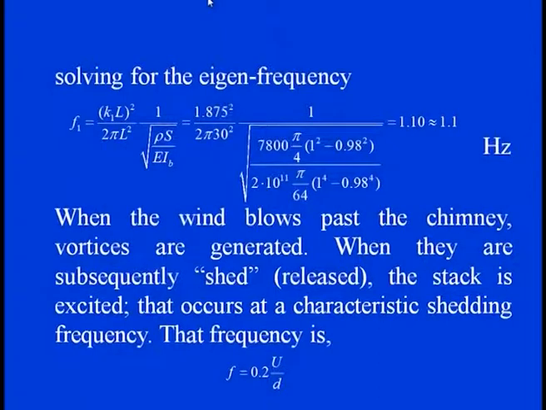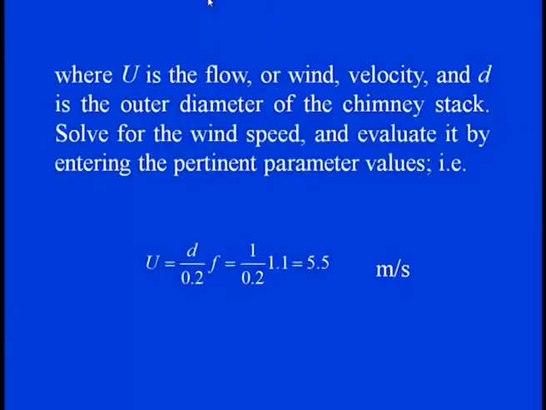So when the wind blows past the chimney, the vortices are generated, and when they are subsequently released, the stack is excited, and the characteristic shedding frequency at which it is excited is 1.1 hertz. That frequency we can also calculate as equal to 0.2 u by d. U is the velocity, and d is the path through which the entire air is being passed. So we can say u is the flow or wind velocity, and the outer diameter d is given to us. So we can solve for this wind speed by entering these parameters.